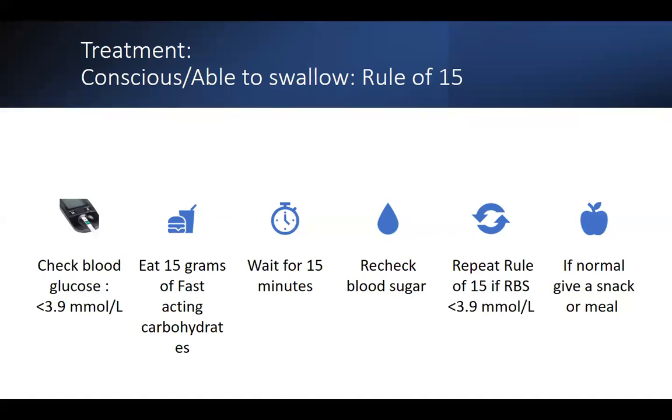So the first thing is to check the blood sugar. If the blood sugar is less than 3.9, you want them to eat a fast-acting carbohydrate. Wait for 15 minutes, then recheck the blood sugar. And if the blood sugar is still less than 3.9 millimoles, then they need to do the blood test again and take another fast-acting carbohydrate.